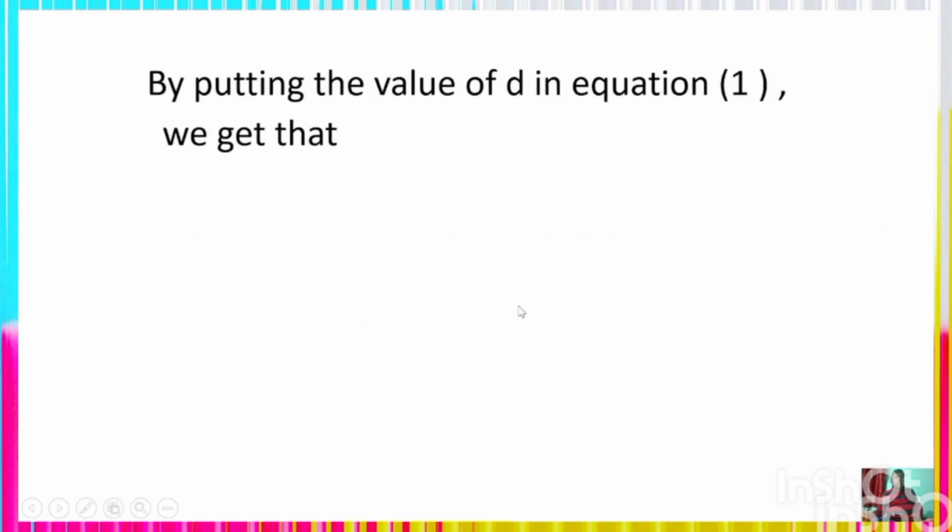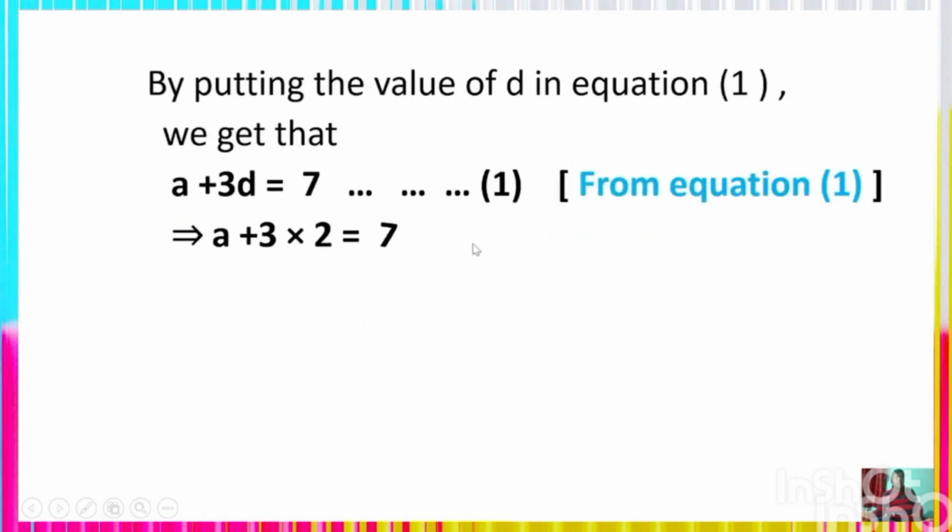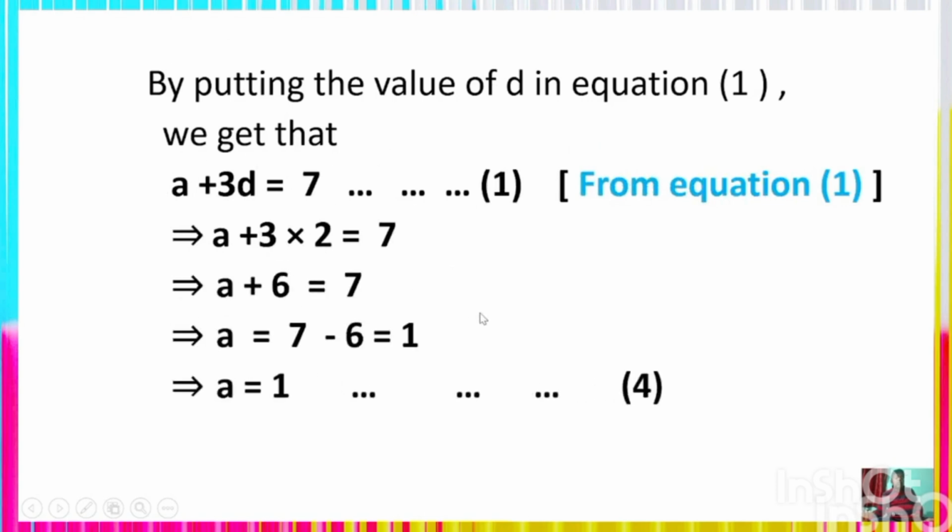By putting the value of d in equation 1, we shall get a plus 3d is equal to 7. So a plus 3 into 2 is equal to 7, a plus 6 is equal to 7, and a is equal to 7 minus 6, which is 1. Thus a is equal to 1. The first term of the arithmetic progression is 1.